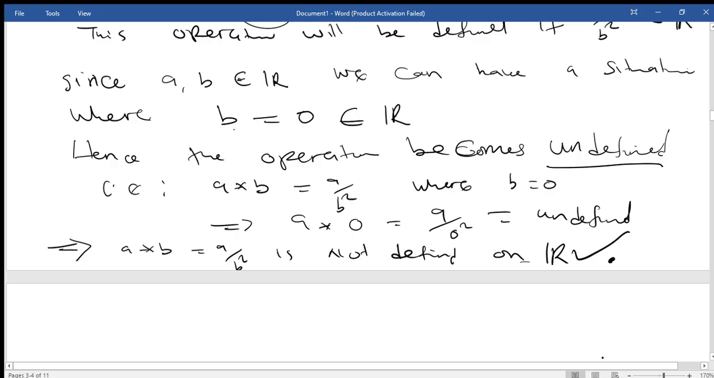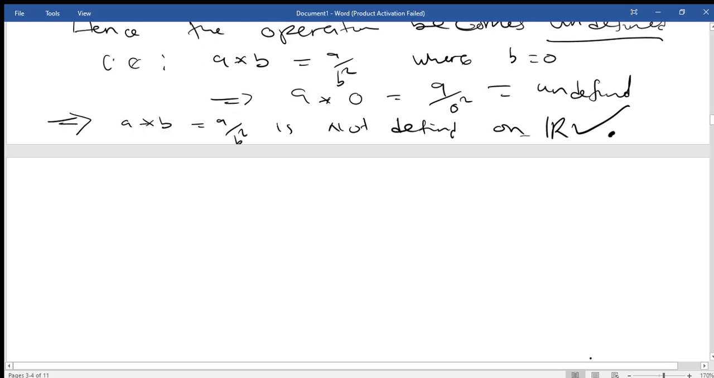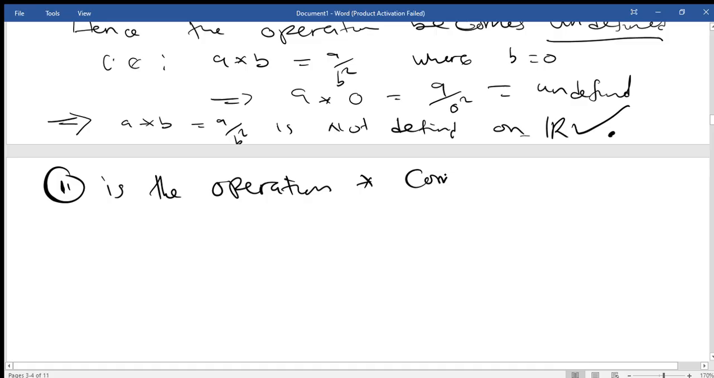Now let's go back to the second part on the same question, but I want us to solve this one this time around. On the same question, we're trying to solve a question which says, is the operation star commutative? If not, give a counterexample.